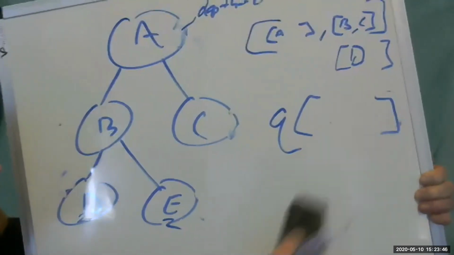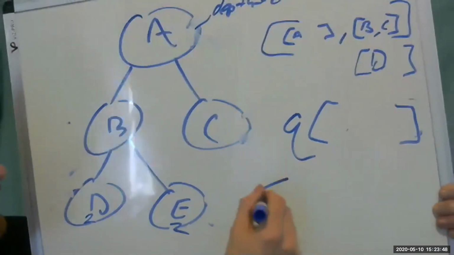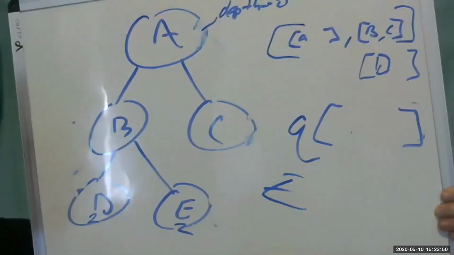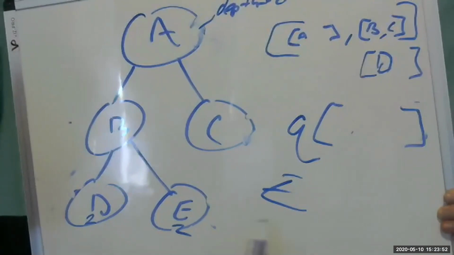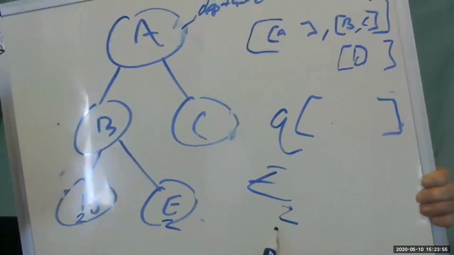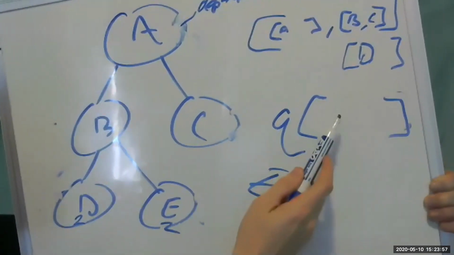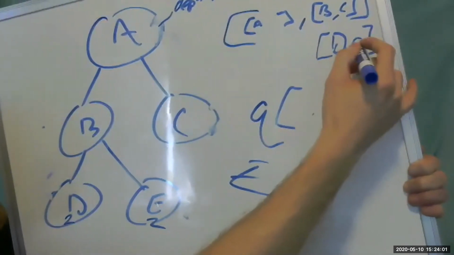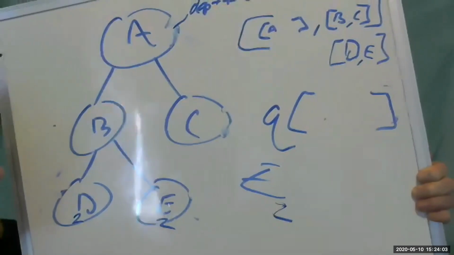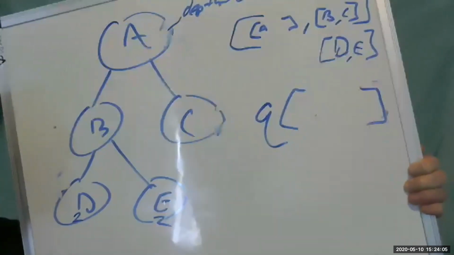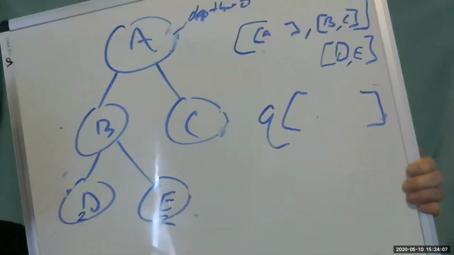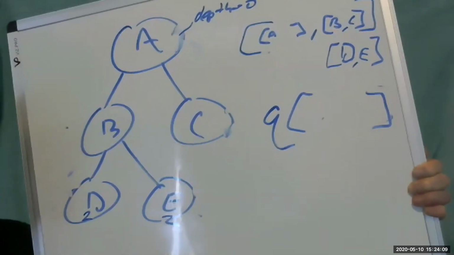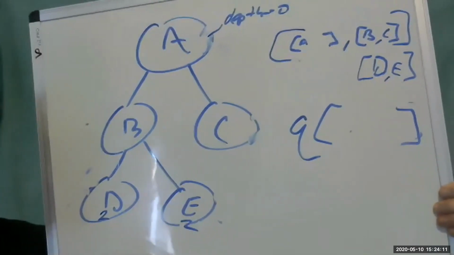Again with E, dequeue the E. Look for its children, doesn't have any, so no big deal. I'm going to look at its depth, which is 2. Do I have an array at the index 2? I do, so I'm going to push my E in. My queue is now empty, and I can go ahead and return this output array. So that's going to be our overall approach.